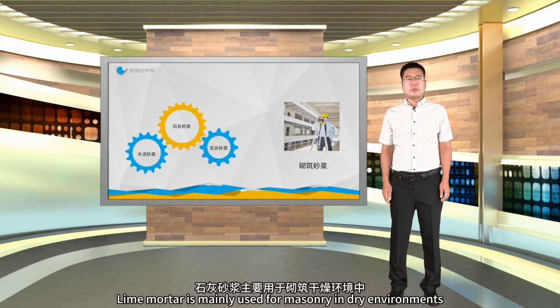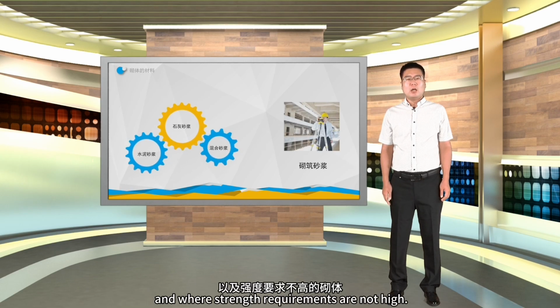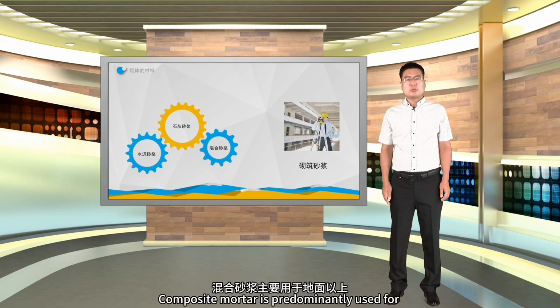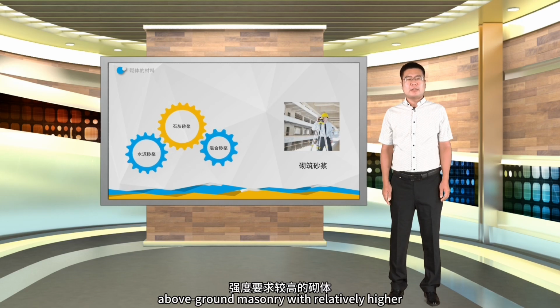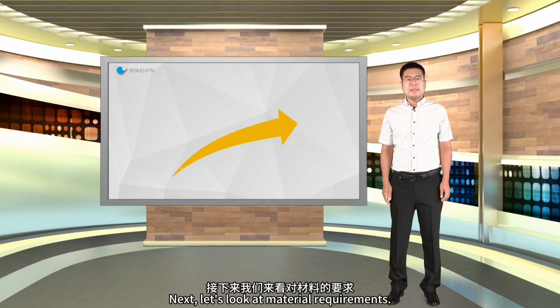Generally, cement mortar is primarily used in damp environments and for masonry with high strength requirements. Lime mortar is mainly used for masonry in dry environments and where strength requirements are not high. Composite mortar is predominantly used for above-ground masonry with relatively higher strength requirements. Next, let's look at material requirements.